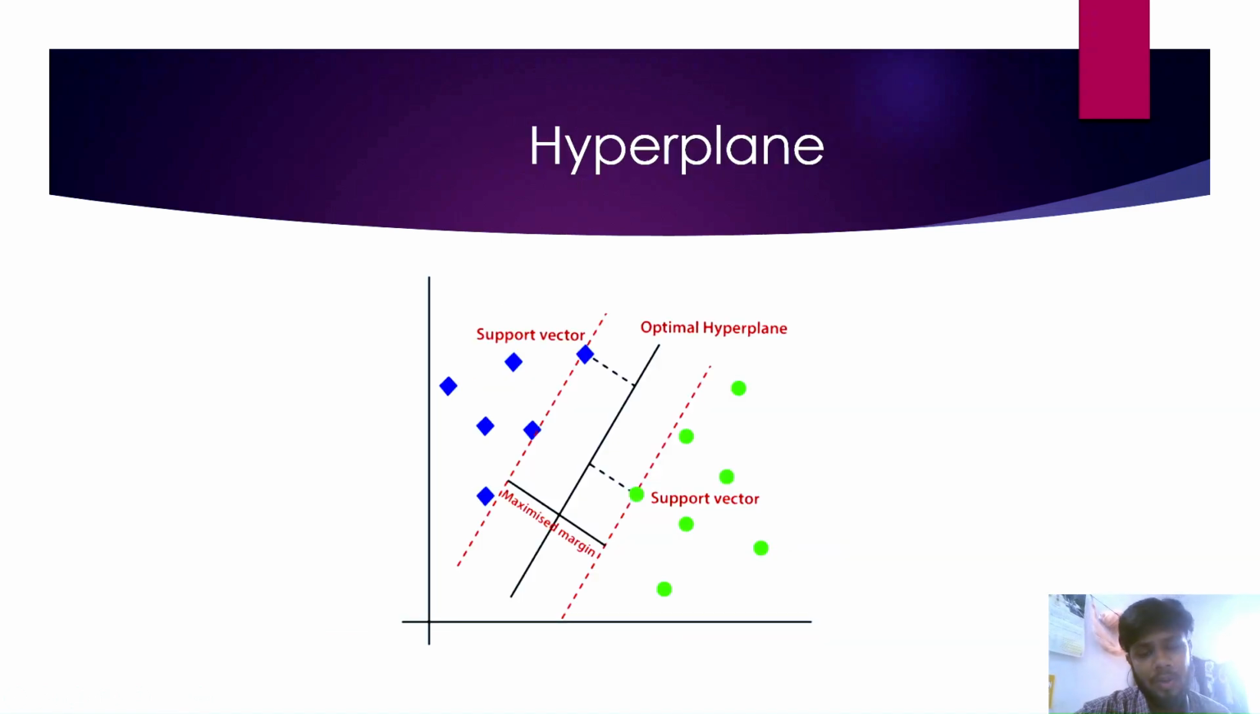Hyperplane, which is the most important part of SVM. The middle black line shows the optimal hyperplane. The hyperplane is used as a decision boundary that separates different classes. SVM finds the optimal hyperplane that maximizes the margin between classes, and the support vectors are the critical points closest to the hyperplane.